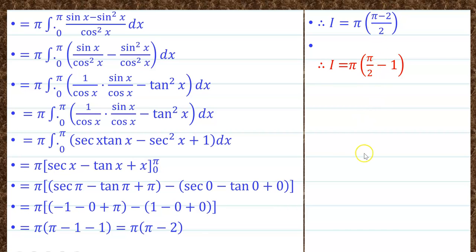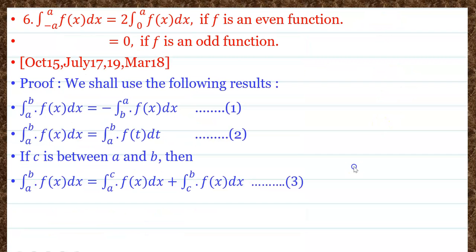Okay, आणि पुन्हा आपण ते सिम्प्लिफाय केलं, then you will get I is equals to pi in bracket pi by 2 minus 1. Okay, now next question: integral minus a to plus a f of x dx is equals to 2 times integral 0 to a f of x dx if f of x is an even function, and is equals to 0 if it is an odd function.